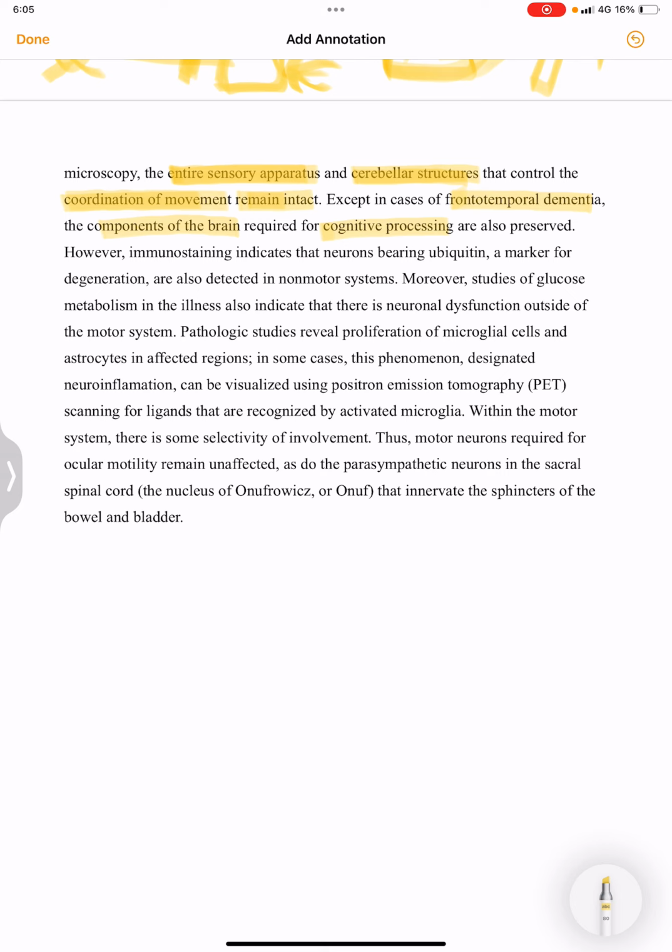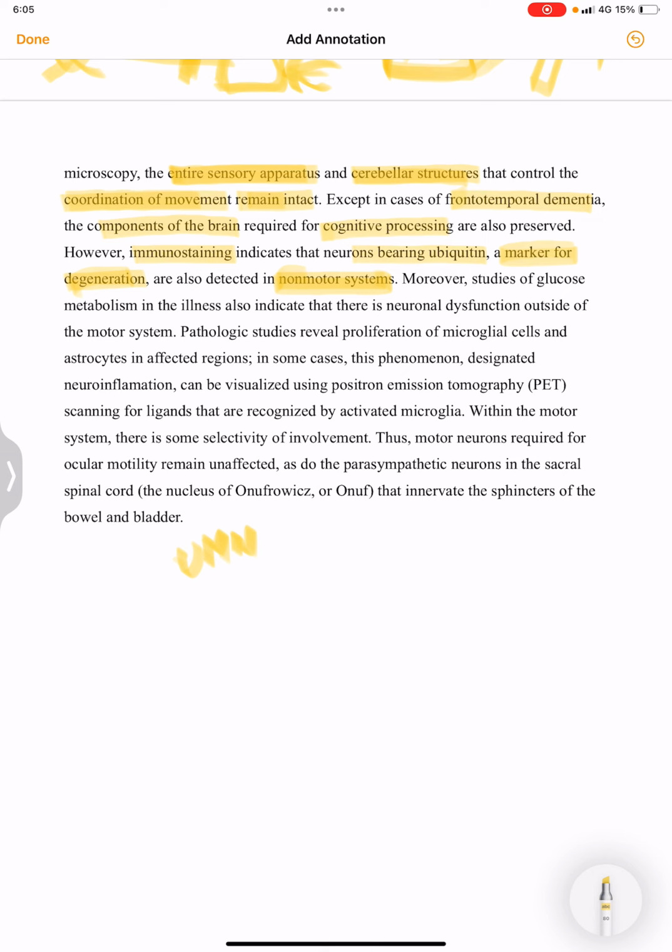But immunostaining indicates neurons bearing ubiquitin, a marker for degeneration. So what is the marker for degeneration? The marker for degeneration is ubiquitin. Though the affected neurons are upper motor neurons, this ubiquitin marker is also detected in non-motor systems.